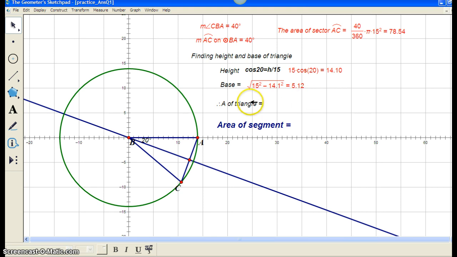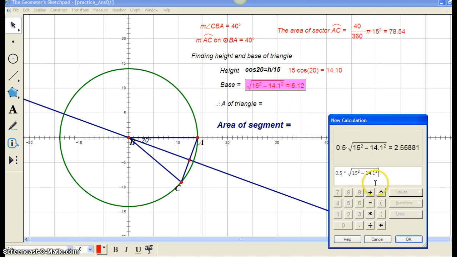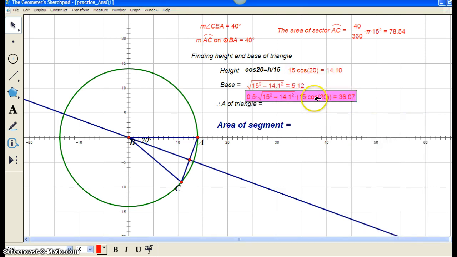The area of the triangle is going to be half of the base times the height. So I'll calculate that. So 0.5 times the base, right there, times my height. So I have the area of the triangle, approximately 36 centimeters squared. It should be less than the area of the sector, and it is.